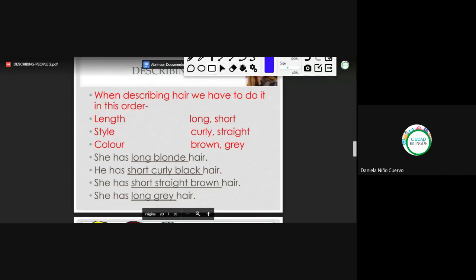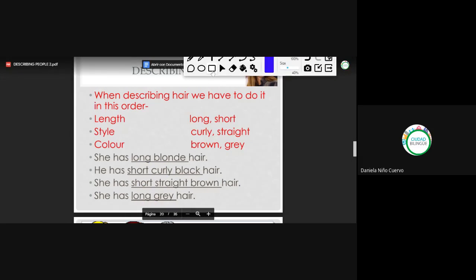All right, so look. Here we have the three characteristics. En el ejemplo número 2 y número 3, tenemos las tres características. Largor, length. Curly, tenemos el estilo, style. Black, tenemos el color. Yes, color. Las tres características, largor, estilo y color. ¿Cómo es el orden? Primero largor, después estilo y finalmente color. Y ya podemos poner la palabra hair, yes? So, she has long blonde hair. Ella tiene cabello largo y rubio. Él tiene cabello corto, crespo y negro. Ella tiene cabello corto, lacio y café. Y ella tiene cabello largo y gris, yes?